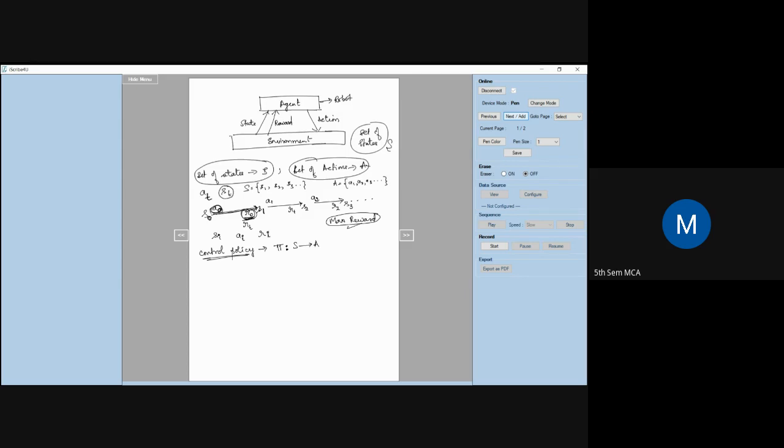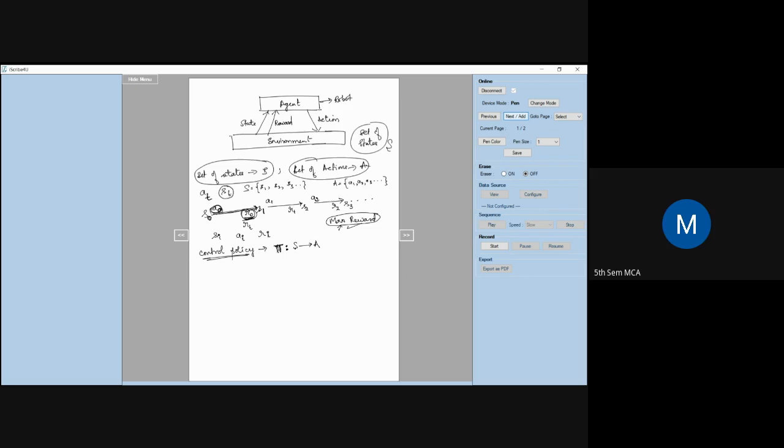It has to learn this policy. I'm just calling this function, a function pi, instead of f. That's all. I'm mapping state to actions. Every time I move from one state to another state, I have to perform some action for which I'm going to get some reward.